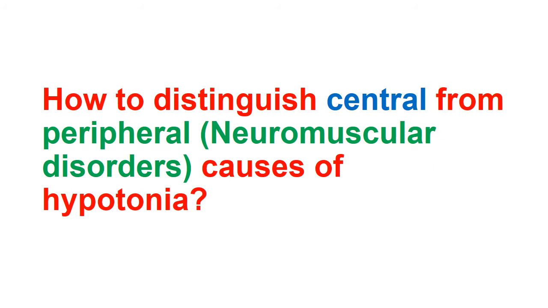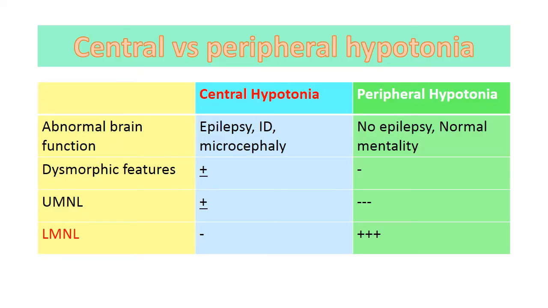How to distinguish central from peripheral or neuromuscular causes of hypotonia? Infants with central hypotonia will usually have cerebral manifestations, mainly epilepsy, intellectual disability, or microcephaly. On the other hand, infants with peripheral hypotonia will not have epilepsy, and they will usually have a normal mentality. Dysmorphic features may be present in infants with central hypotonia, like in children with chromosomal disorders. For example, Down syndrome will have the mongoloid facies.